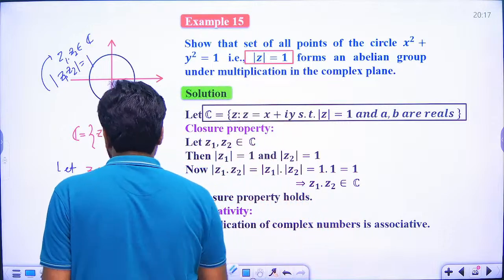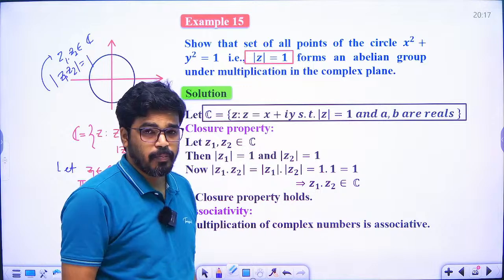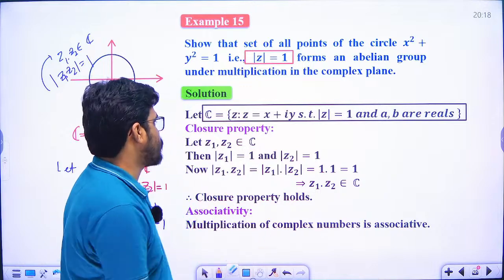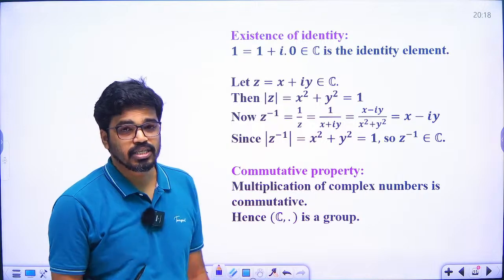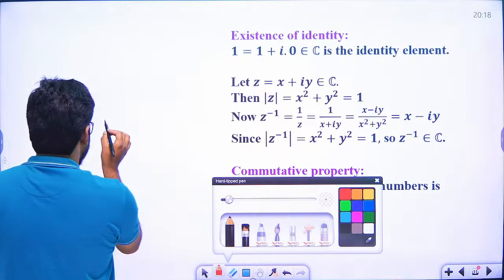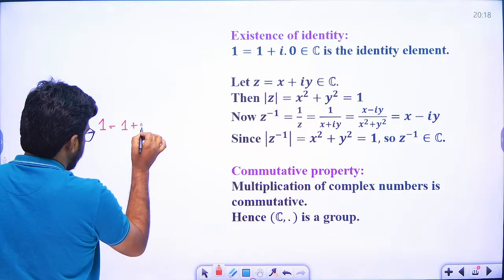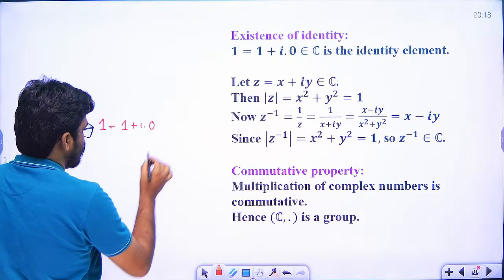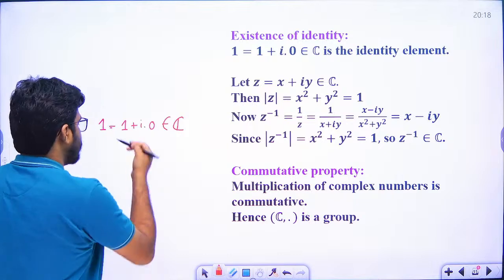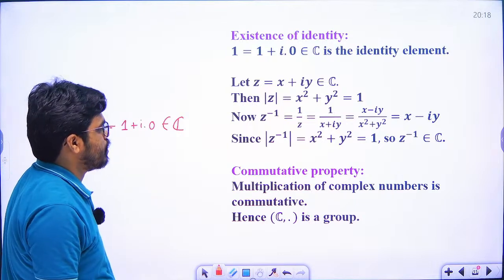Okay, so next, we know that multiplication of complex numbers is associative, so the associative property holds. Next, existence of identity. What is the identity element? 1 can be written as 1 plus i into 0. So obviously this belongs to C, right? So 1 is the identity element.